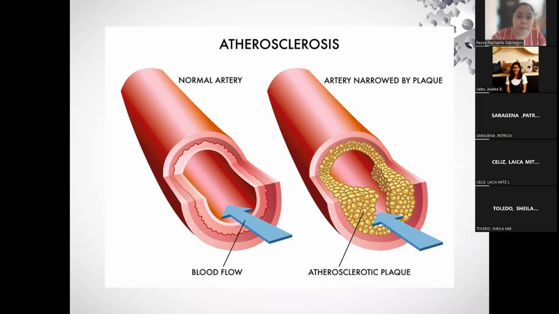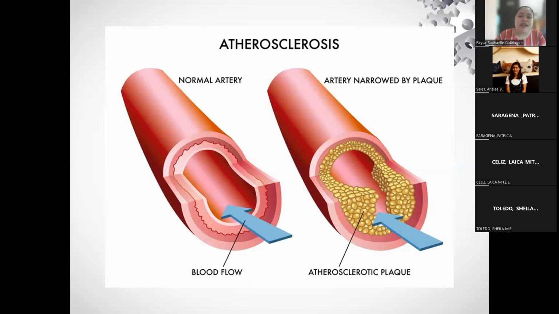So to compare, we have here a normal artery, thus we have a normal blood flow here. And on the right side, we have an atherosclerotic plaque deposited in the wall of the arteries. Okay, so this one is being narrowed, and therefore we will have a blockade in the blood flow. And that means there will be a reduced supply of blood in the heart, leading to insufficient supply of oxygen.